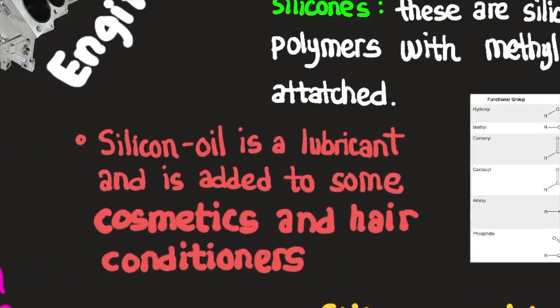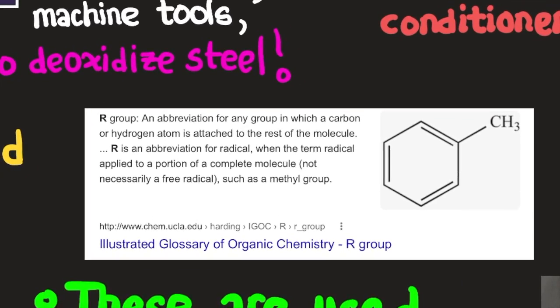An R group is simply an abbreviation for any group in which a carbon or hydrogen atom is attached to the rest of the molecule. So an R group can be carbon or hydrogen.